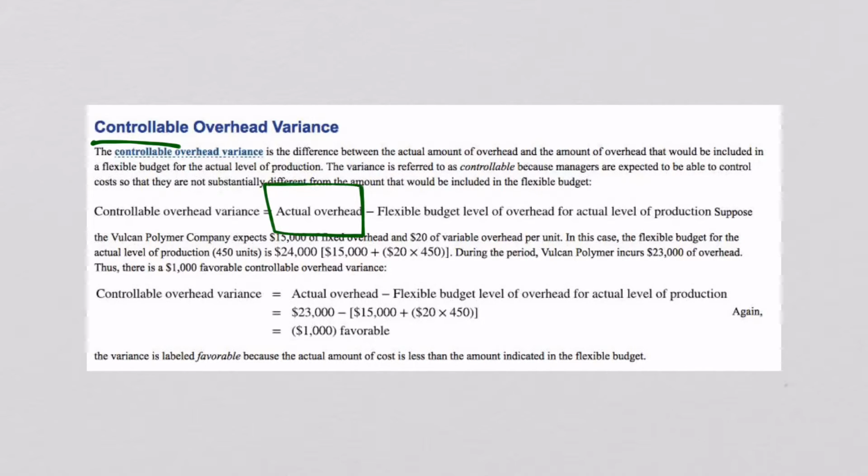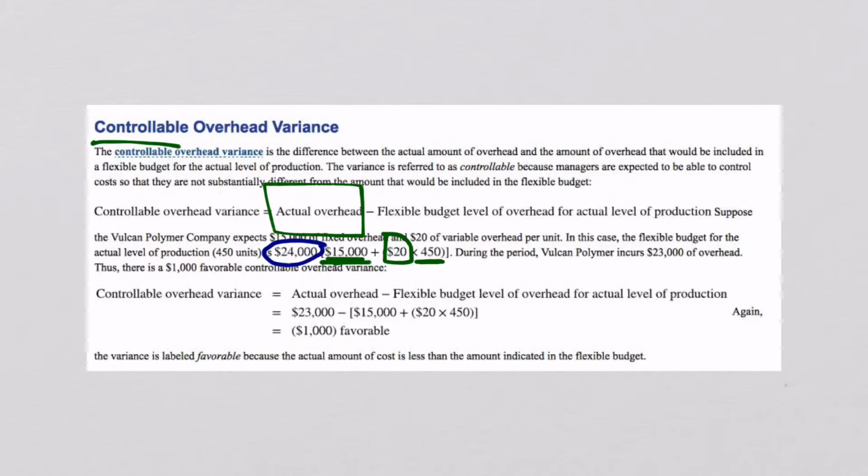They tell you what the actual overhead is, and then they say, based on the flexible budget, what they had was the following. They had the same $15,000 fixed portion, and they had $20 was the variable amount of overhead times the actual number of units, because we're doing it at the actual number of units, and that flexible budget comes out to the same 24,000 that we've been seeing.